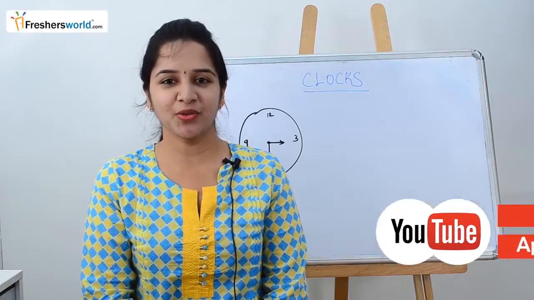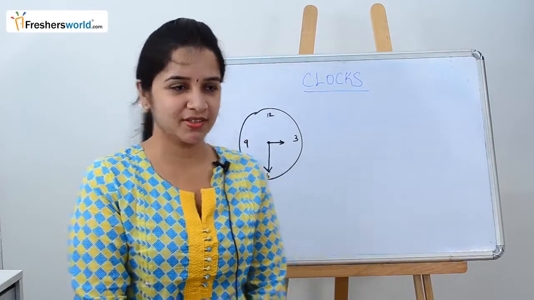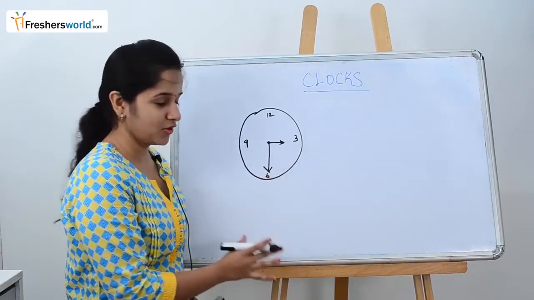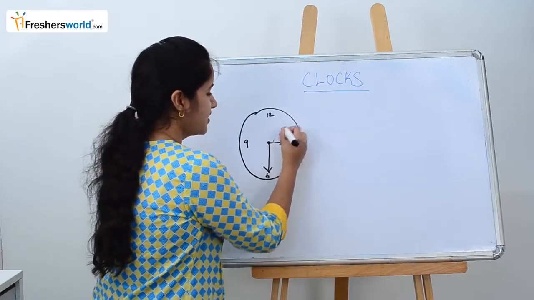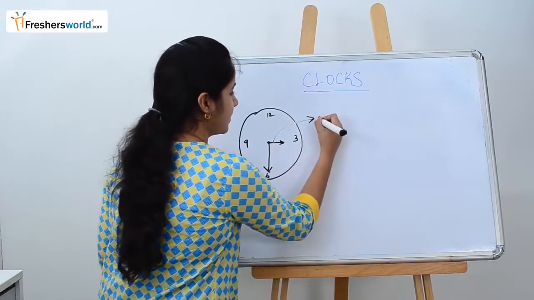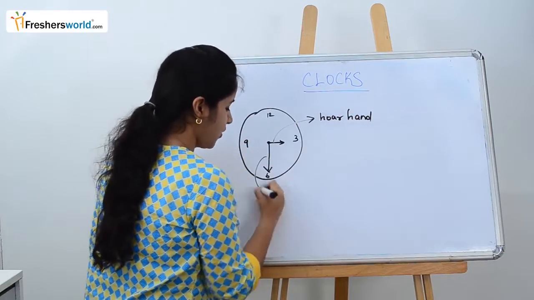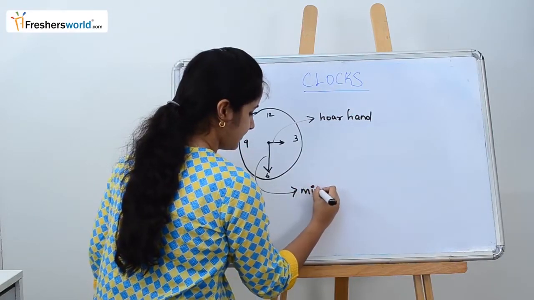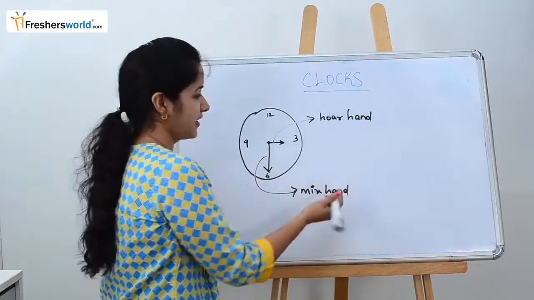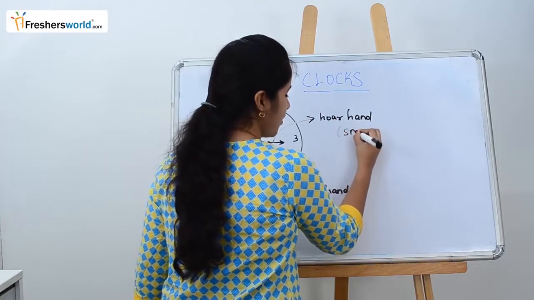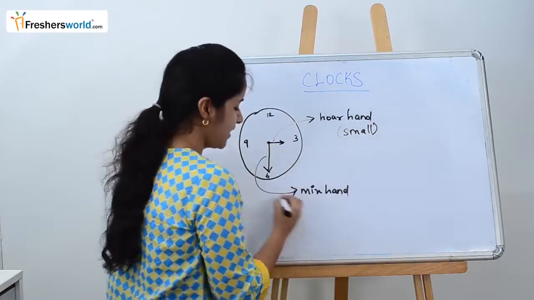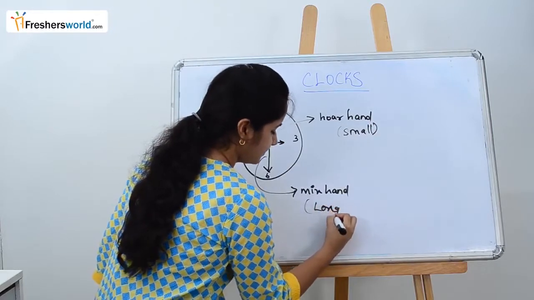Today the topic that we are going to look into is clocks. So we know that this is how a clock looks. This is what we call the hour hand, and this is what we call the minute hand. The hour hand is also the smaller one, and we call this the longer one.